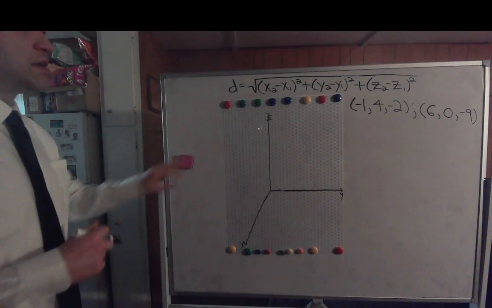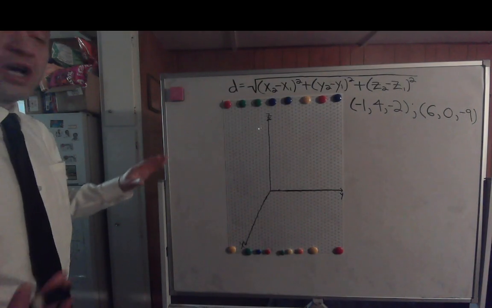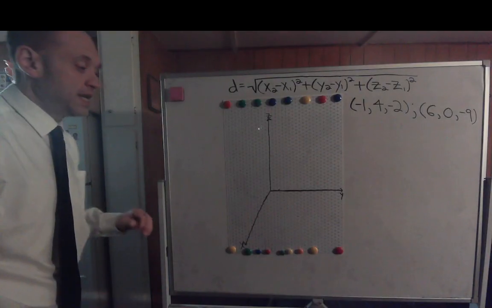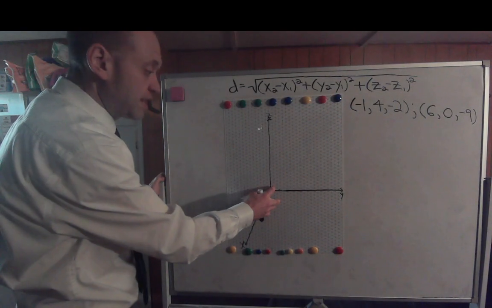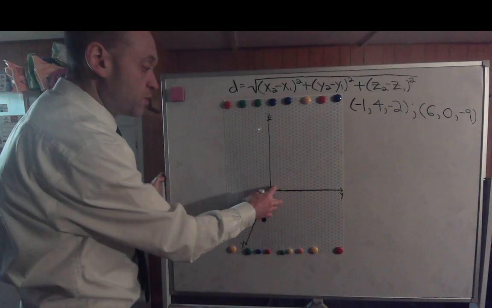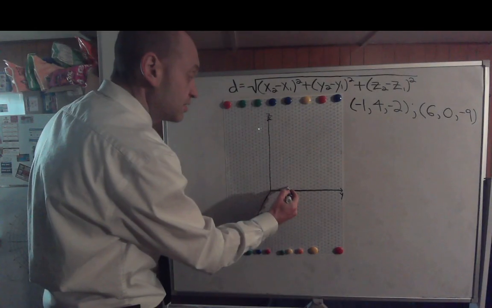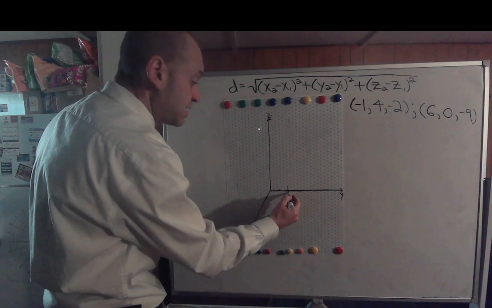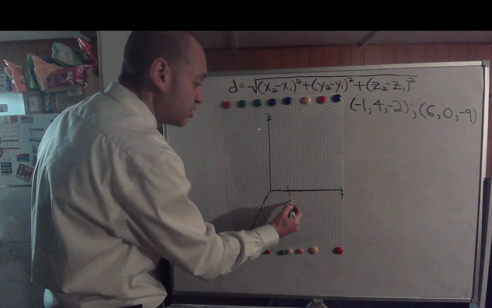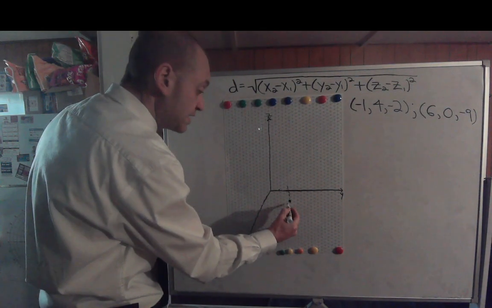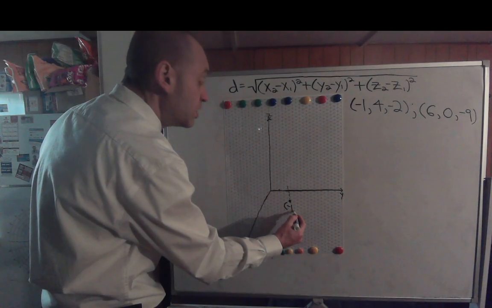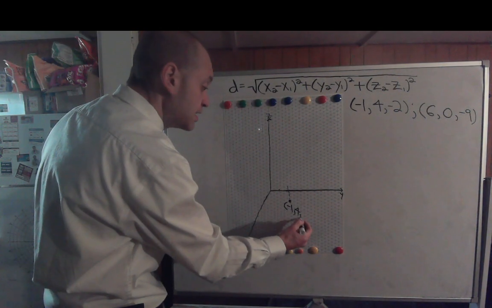Well, to help us visualize this, why don't we plot these points? So -1 on the x would be about right there. 4 on the y would be about right here. Okay, from there let's draw our dots down 2 units, and that would put us right there at -1, 4, -2.